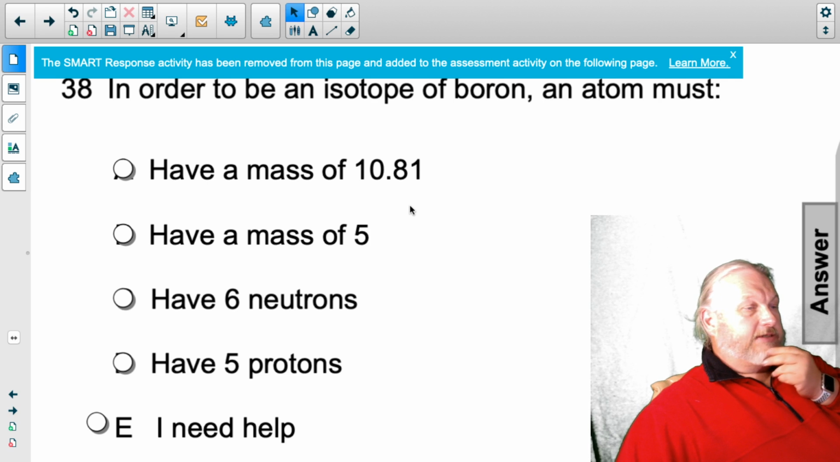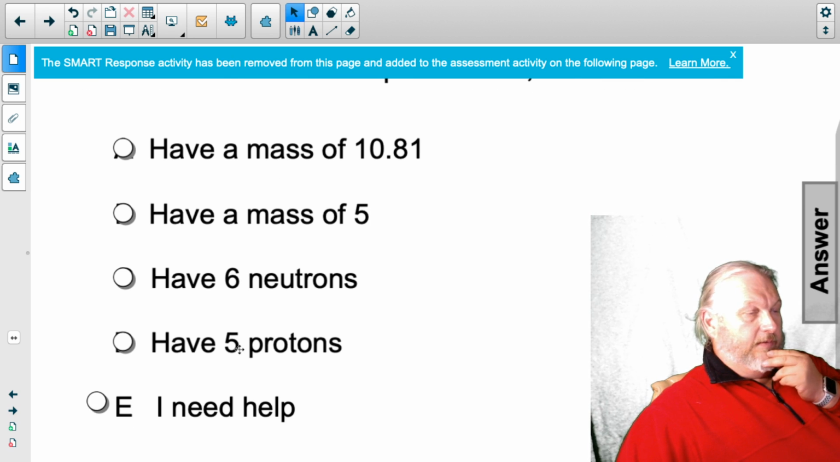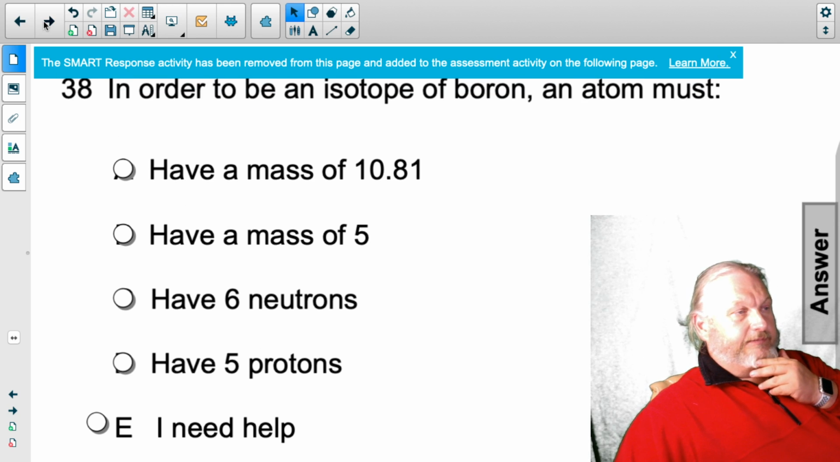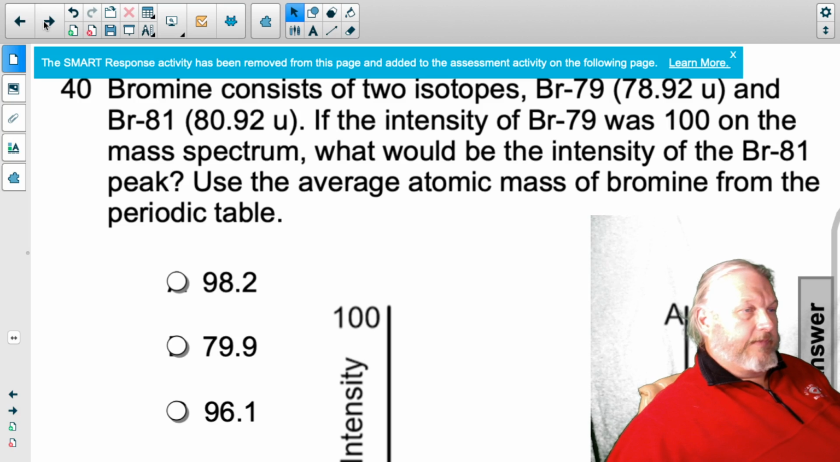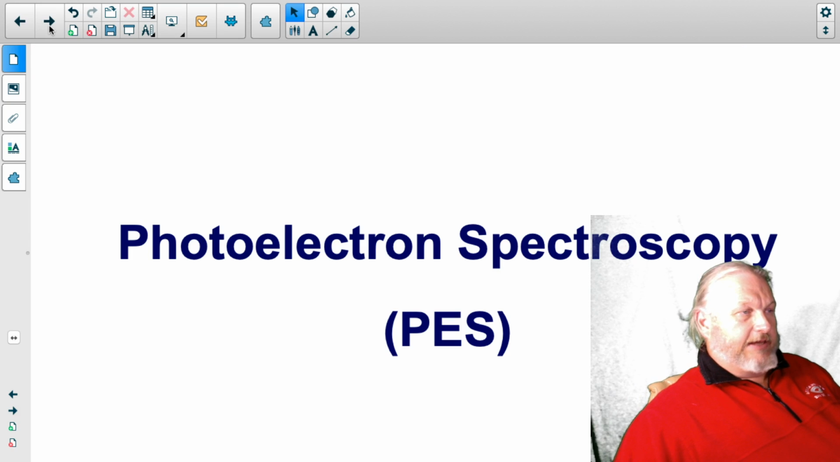In order to be an isotope of boron, an atom must have a certain number of protons, so we have to see what number of protons boron has on the periodic table. We'll do this again tomorrow in class.